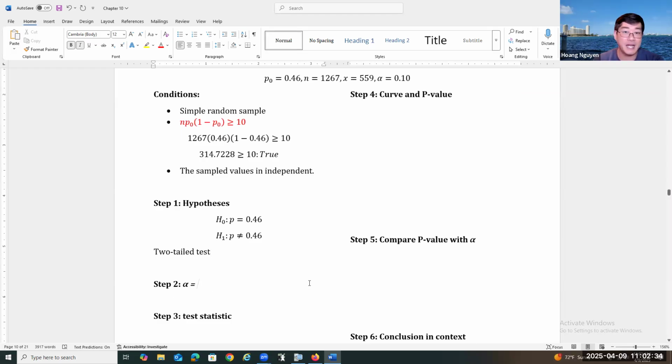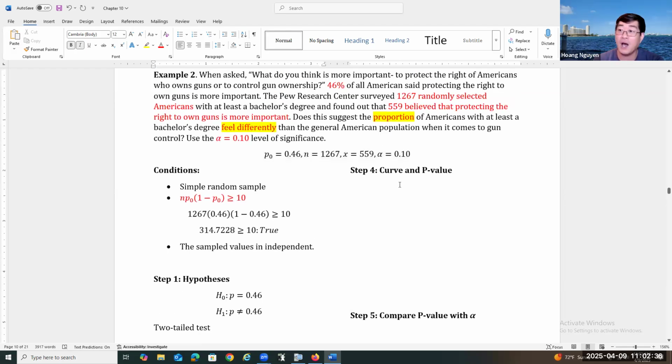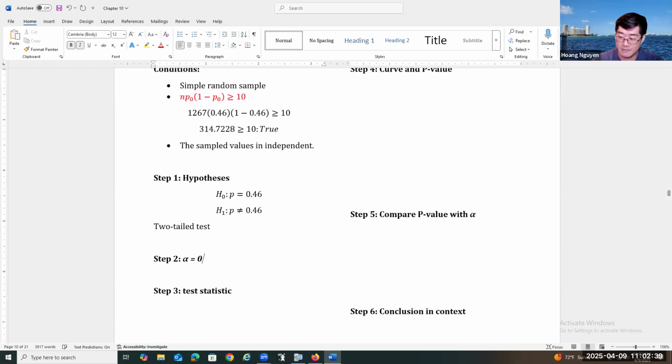Now, step number 2, we select an alpha, right? So alpha is equal to 10% or 0.10. So that's step number 2, the easy step in your hypothesis test, right? We just select an alpha.